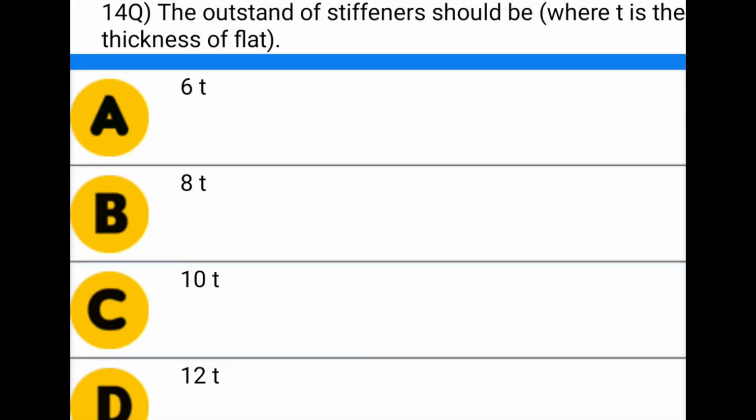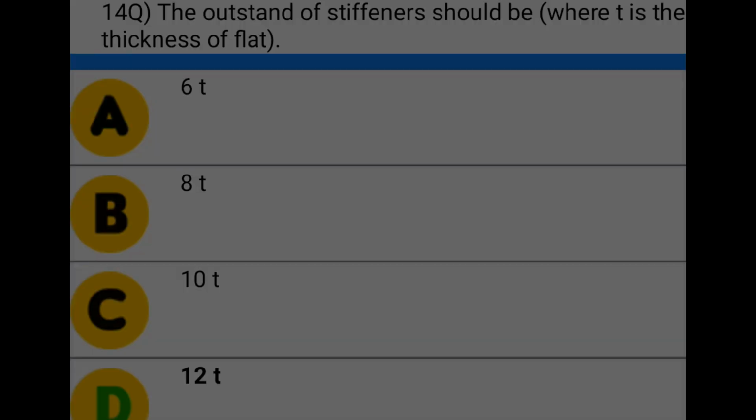The outstand of stiffener should be, where T is the thickness of flat: option A 6T, option B 8T, option C 10T, option D 12T. The correct answer is option D, 12T.